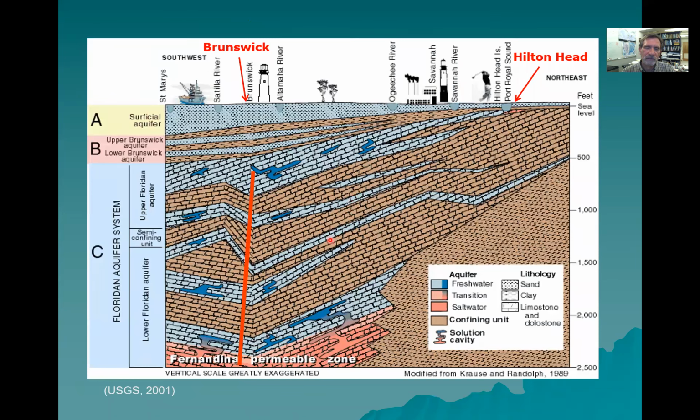This is a section from the USGS from St. Mary's up north towards South Carolina and Hilton Head, showing the carbonate units of the Floridan system. At Brunswick, the USGS has determined, based on geochemical and isotopic data, that the source of the saltwater is the Fernandina permeable zone. Now, for this to occur, that means we must have some type of vertical conduit, a fault, or fracture, or a solution collapse feature that's over 2,000 feet in length. Our working hypothesis has been, because of this length, that this feature is probably related to reactivated basement faults deep beneath the coastal plain.